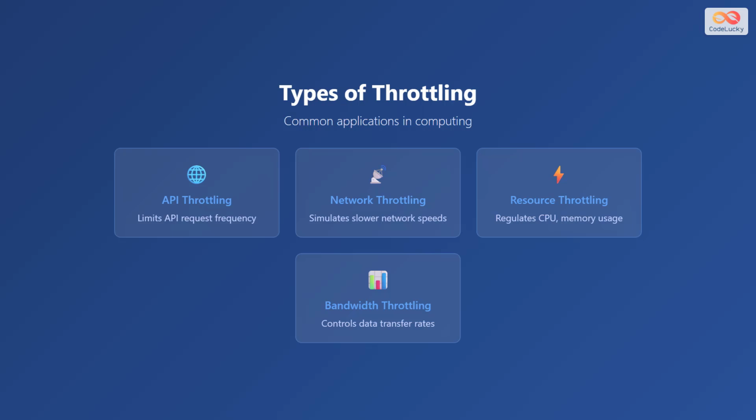There are four main types of throttling commonly used in modern systems. First, API throttling limits how many application programming interface requests can be made in a specific timeframe. Second, network throttling simulates slower internet speeds to test how applications perform on slower connections. Third, resource throttling regulates the usage of CPU and memory to ensure fair distribution among processes. Fourth, bandwidth throttling controls the rate at which data is transferred across networks. Each type serves a specific purpose depending on what resource needs to be managed.